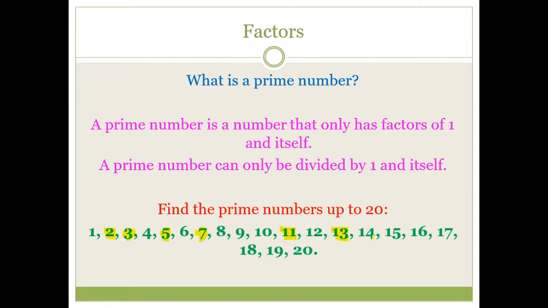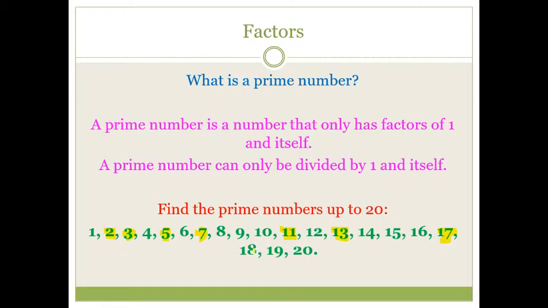14? 2 times 7 is 14, so it's not prime. 15. People often get this one wrong by mistake, but 3 times 5 is 15. Oh, so it can't be prime. 16? Well, we have 2 times 8, we have 4 times 4, so it's not prime. 17 is prime because only 1 times 17 is 17.